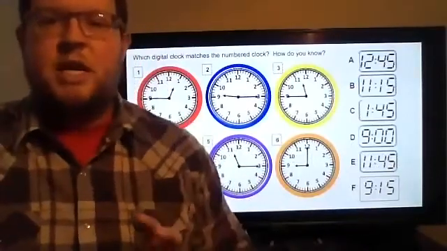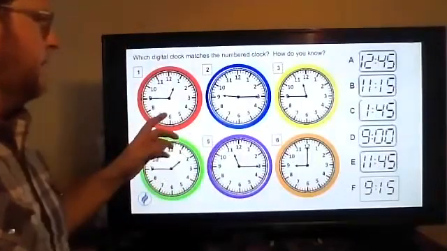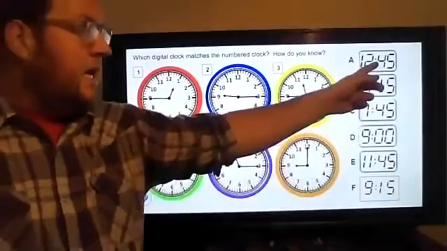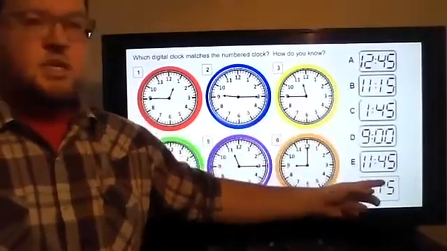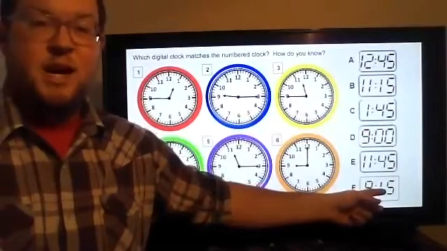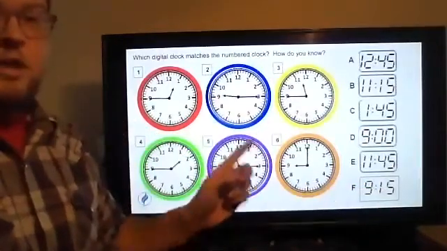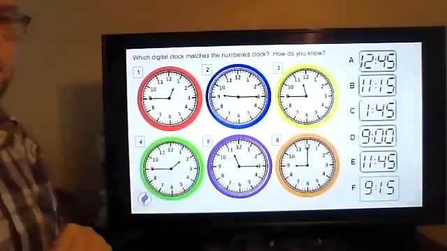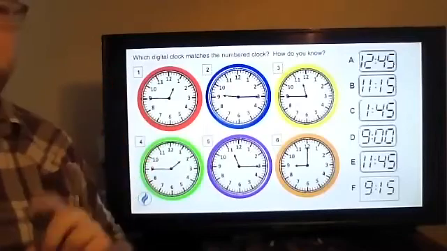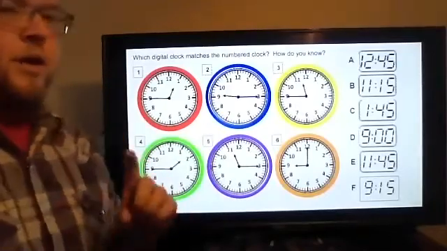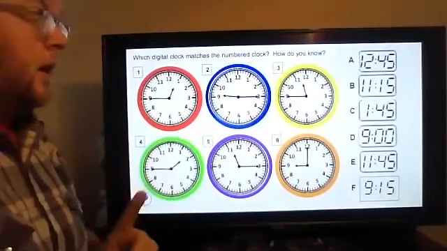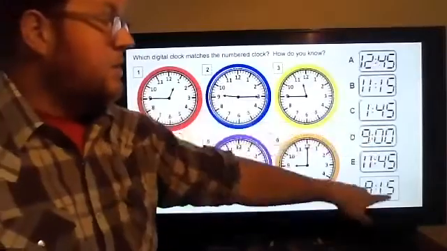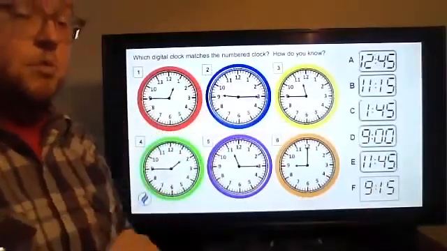Okay, so we're going to take a look at our clocks right here. We have 6 clocks, like I said at the beginning. And each one of these 6 digital forms of time fits with one of these clocks. So I'm going to give you a little bit of time. Go ahead and look at it. Okay. Now remember, what I want you to focus on is where the minute hands are. That's going to help you a lot. So our minute hands will help to narrow down which digital form we're going to be using.